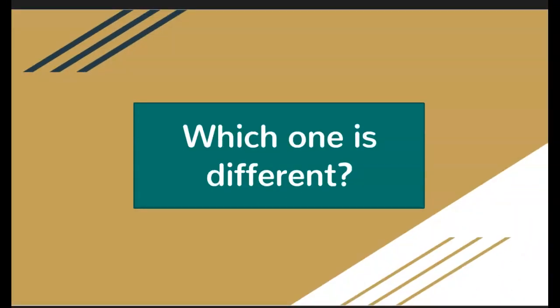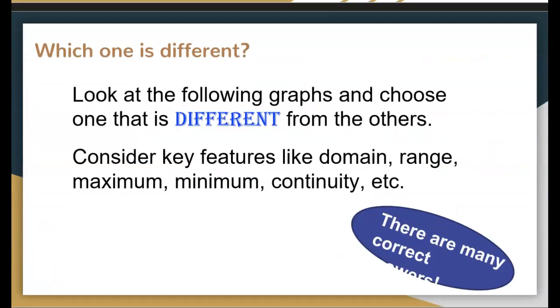We're going to start off with a thought experiment a little bit. We're going to look at a few different graphs and decide which one is different. We're going to look at the following graphs, choose one that is different from the others, and I'd like you to consider key features that we've been talking about, things like domain, range, maximum, minimum, whether it's continuous, discrete, discontinuous, whether it's a function at all. And it looks like this got a little bit cut off, but there are many correct answers here. So if you come up with something that I don't come up with, that doesn't necessarily mean it's incorrect. It could be a thing that I didn't see. So there are lots of different answers here.